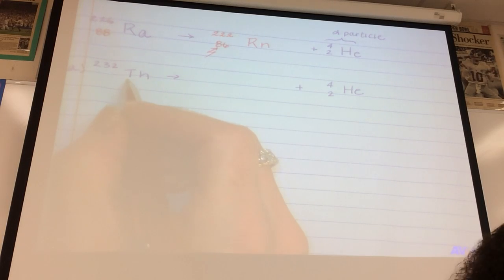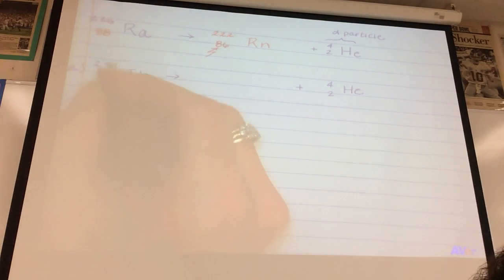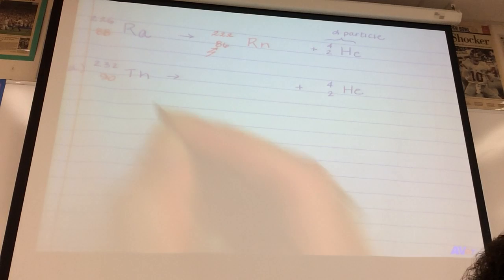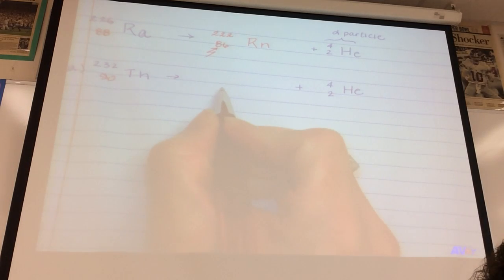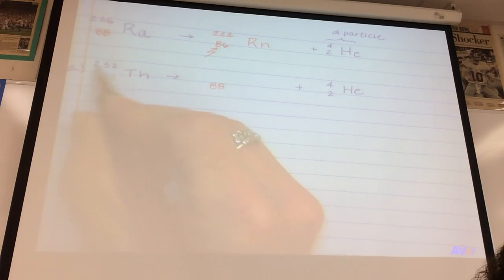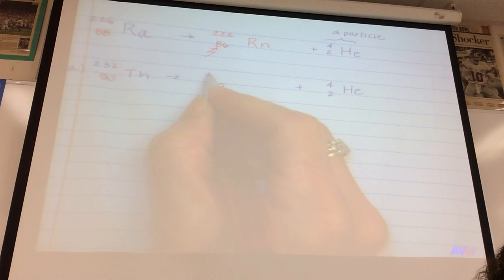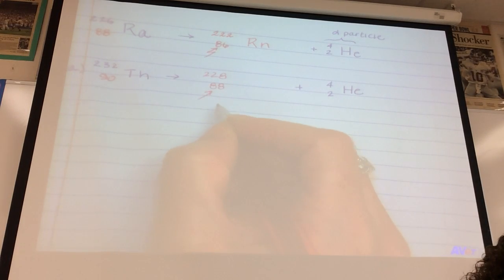Thorium has an atomic number of 90, which I'm getting off the periodic table. How do I figure out the atomic number of the new element? Subtract. So 90 minus 2 is 88. And then 232 minus 4 is 228. 88 is used to identify the new element, and that will be radium.